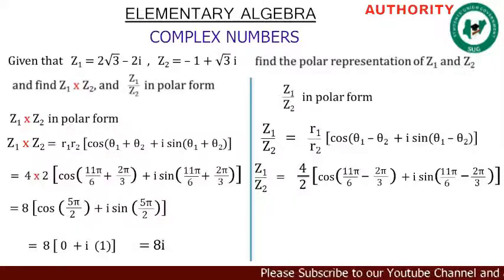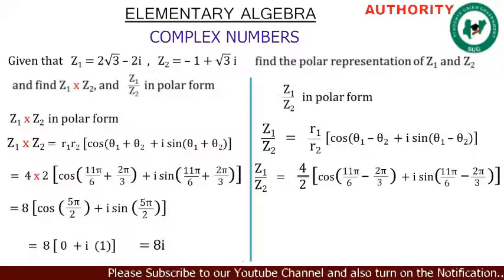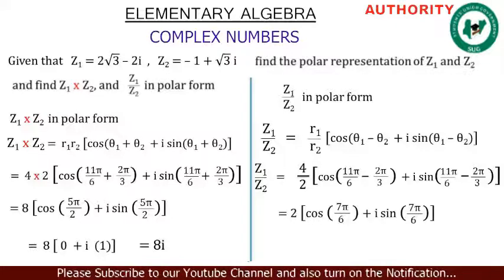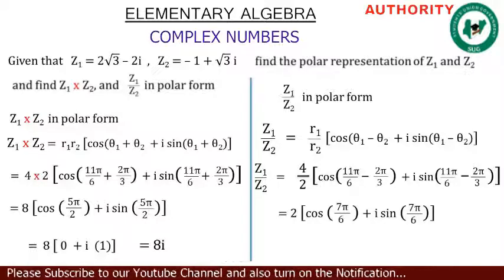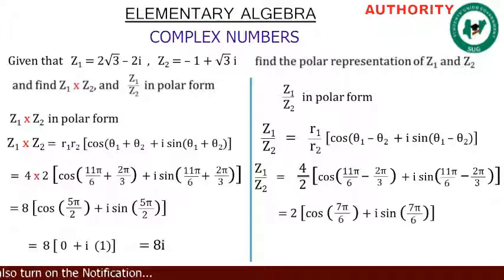In this place now, we're going to say 4 divided by 2, which is going to give us 2. And then 11 all over 6 pi minus 2 all over 3 pi is going to give us 7 all over 6 pi. Now we're going to have 2 open bracket cos 7 all over 6 pi close bracket plus i sine 7 all over 6 pi.